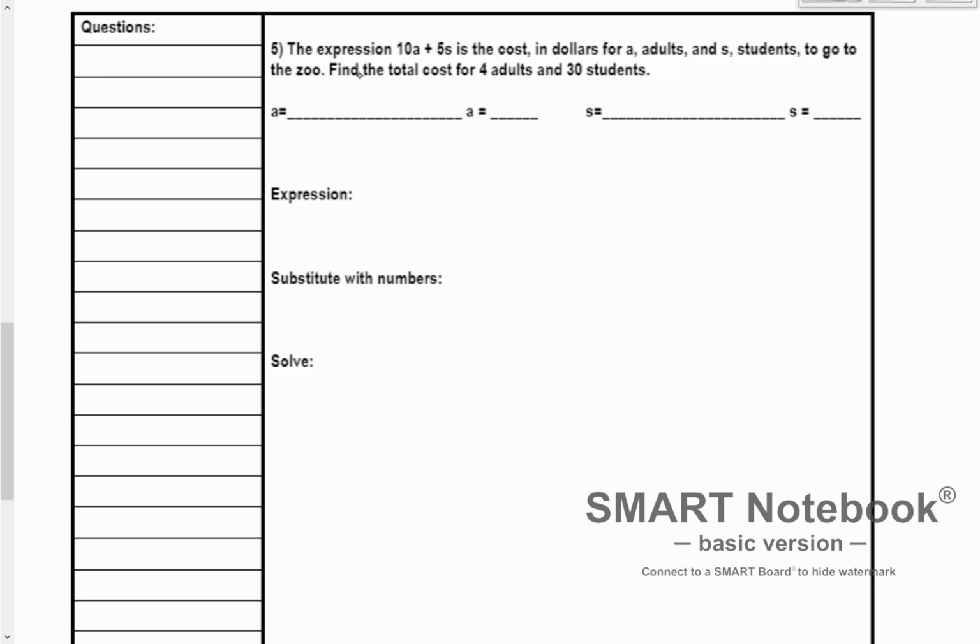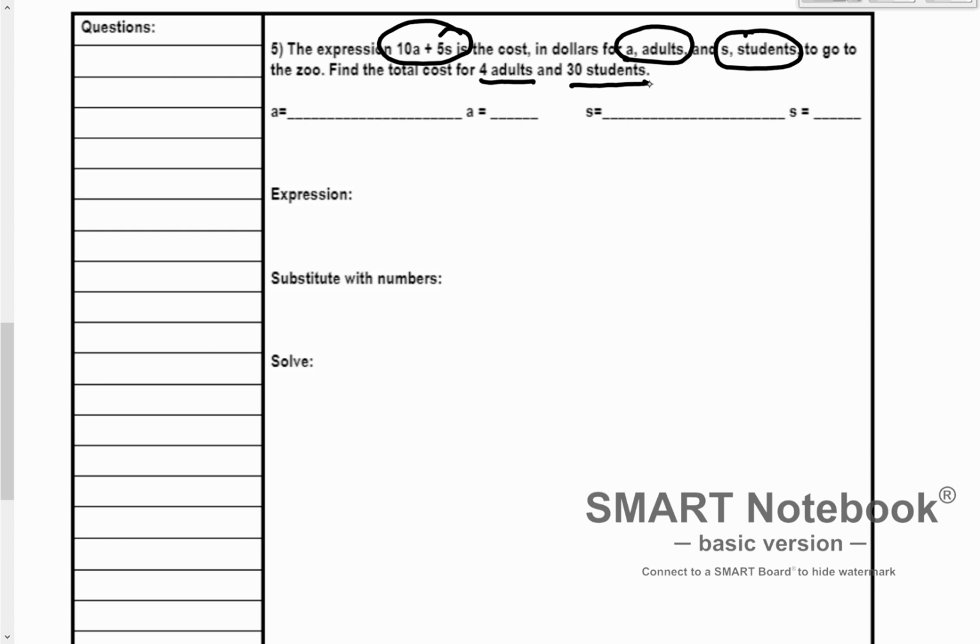All right, so the expression 10a plus 5s, I'm going to circle that so I know where it is later, is the cost in dollars for A, adults, so A is talking about adults, and S, students, so S is talking about the number of students, to go to the zoo. We want to find the total cost for 4 adults and 30 students.